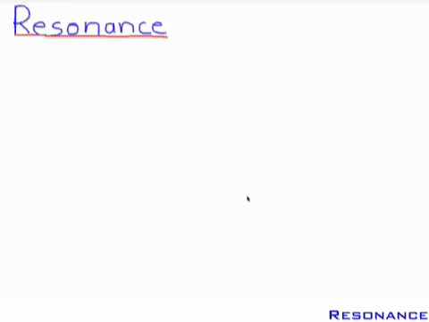In today's lecture, we're going to take a look at resonance. In order to introduce the concept of resonance, we want to begin by drawing a Lewis structure for the molecule CO3 2-, and take a close look at the structure of the carbonate dianion.